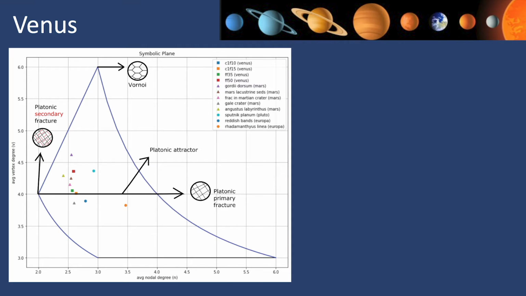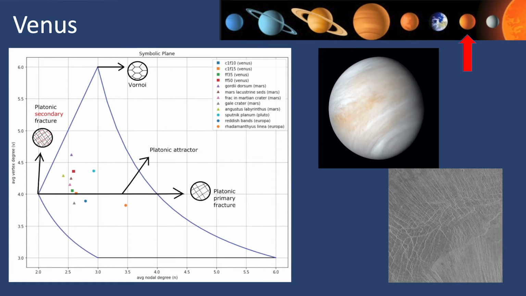Now I'm going to take you on a brief tour of our solar system through the lens of these cracked patterns to better understand how truly ubiquitous they are. We're going to start here on Venus. Here is one of the networks that we isolated on Venus.